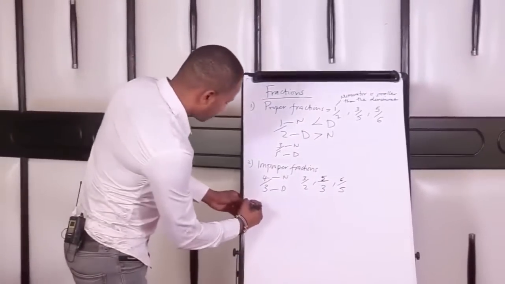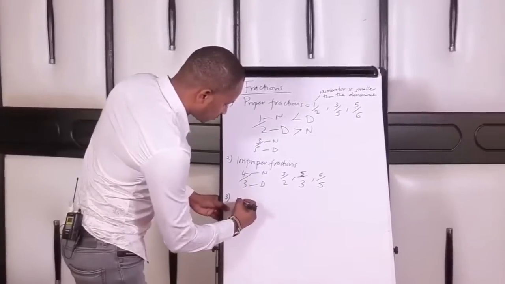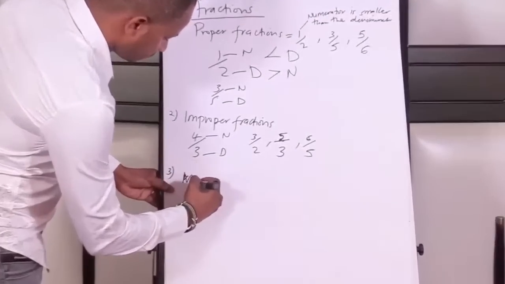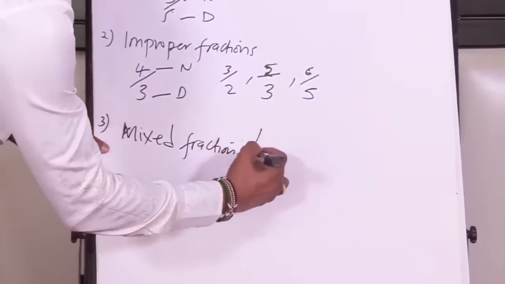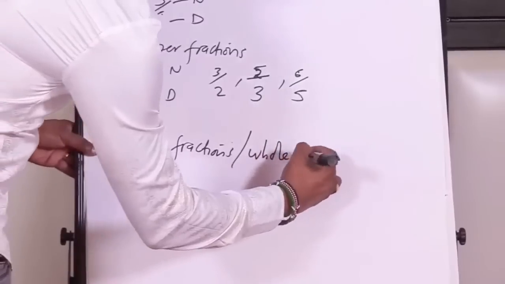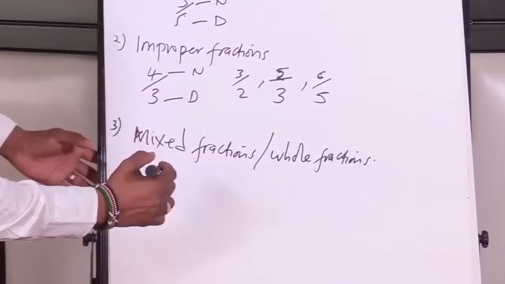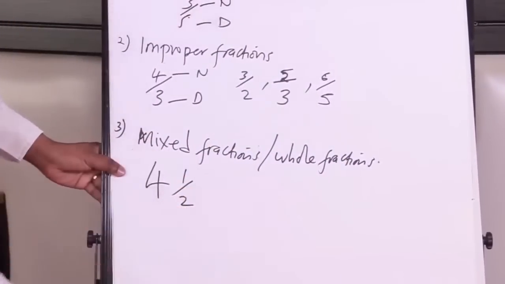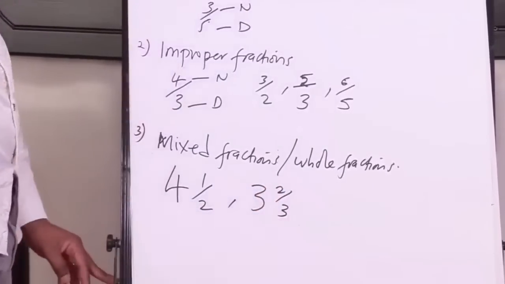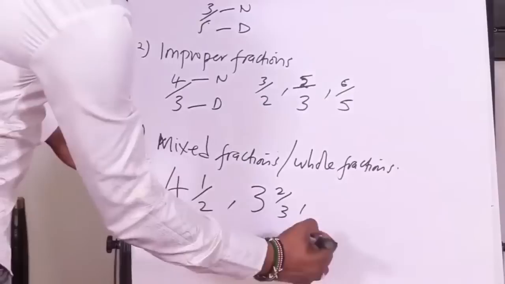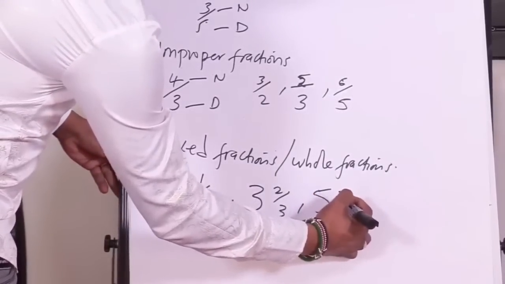Then the next type of fraction, again, is mixed fractions, which are also called whole fractions. So a mixed fraction is a mixture of a whole number and a fraction. A mixture of a whole number and a proper fraction.